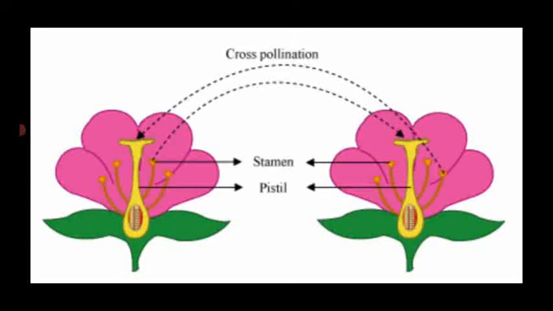How does cross-pollination take place here? By the wind or air. Through the air, the pollen grains are transmitted from the anther of a flower to the stigma of another flower of the same species. Okay, so that is said to be cross-pollination, on another plant of the same species.